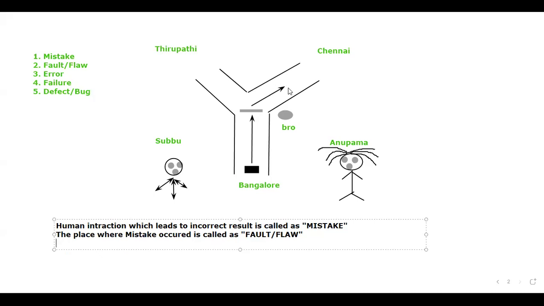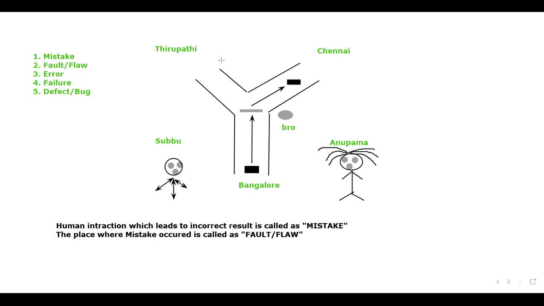The outcome. Guys, they ended up in an incorrect result. See here, there is no doubt in that. They ended up in the incorrect result. Correct, right? And now tell me the outcome of fault. This particular journey is there, right? The outcome of fault or flaw.